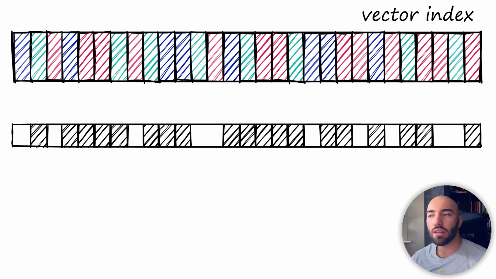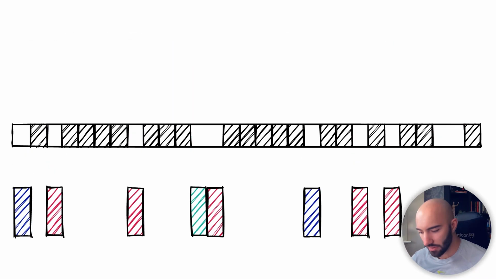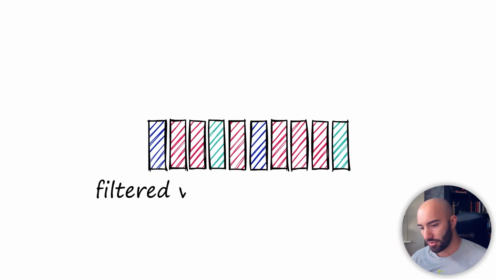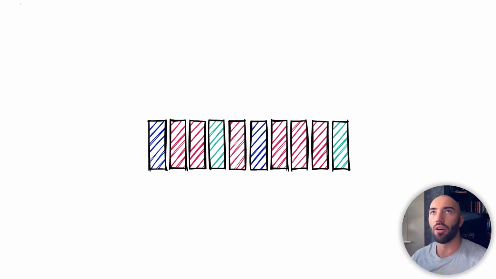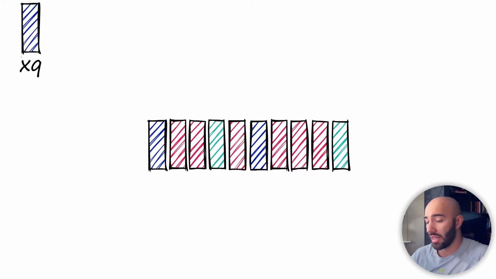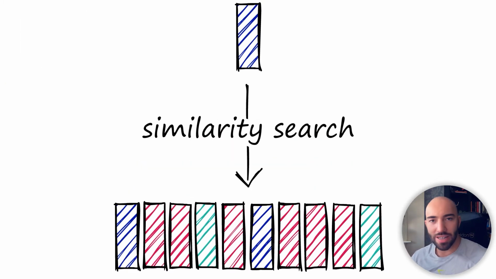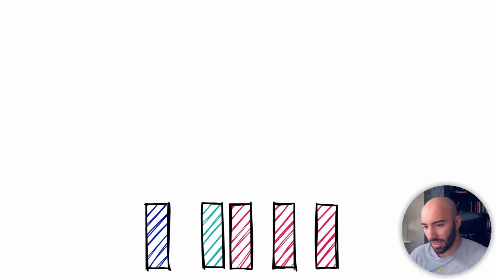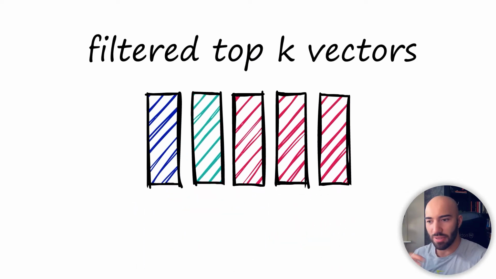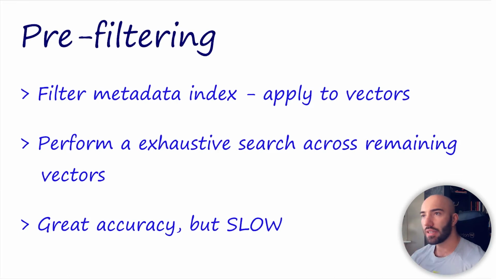And the only other alternative that we have here is to build an index for every possible filter outcome, which is not really an option because it's just simply not realistic to build that many indexes. So pre-filtering, we have good accuracy, but it's very slow. Now, post-filtering is of course slightly different.